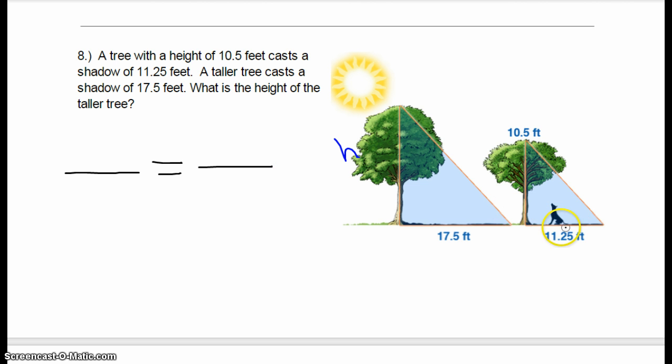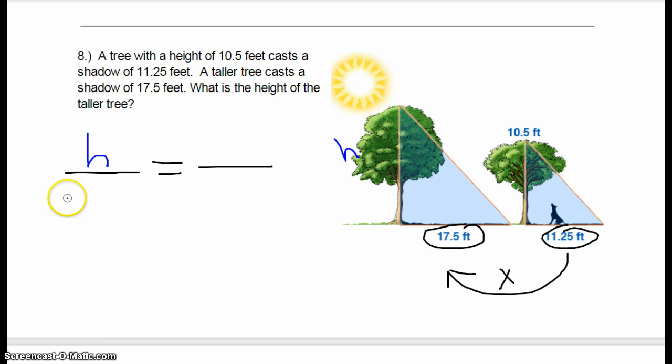If I wanted to use scale factor, I take 17.5 and divide by 11.25, and I know what number to multiply by. But for this one, I like proportions. I'll take a ratio of the height to the shadow of the large figure here, and height to shadow of the small figure.